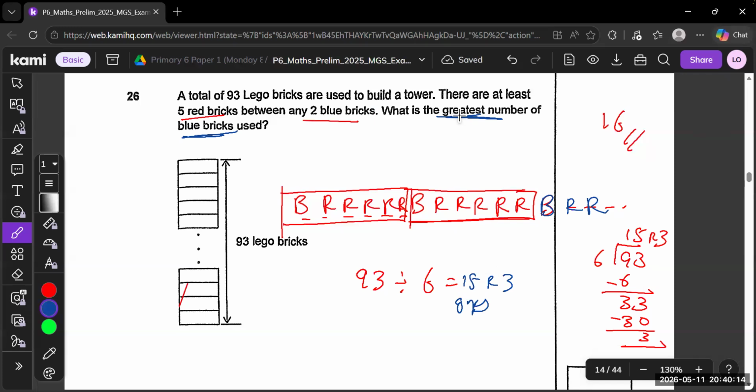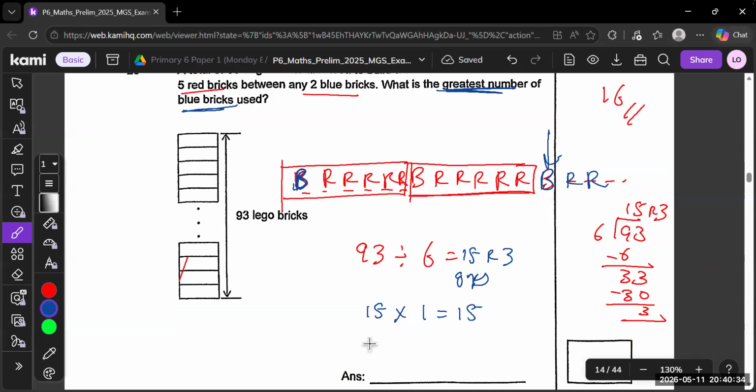How many blue? And you want the greatest number. To have the greatest number of blue bricks, you must start with a blue first. You must always start with what you want. You want the greatest number, then the first one must be a blue. 15 groups will be how many blue? 15 times 1. One group has one blue. So you got 15 blue. And then you look at the remainder. The remainder, there's also another blue. 15 plus 1 equal 16.